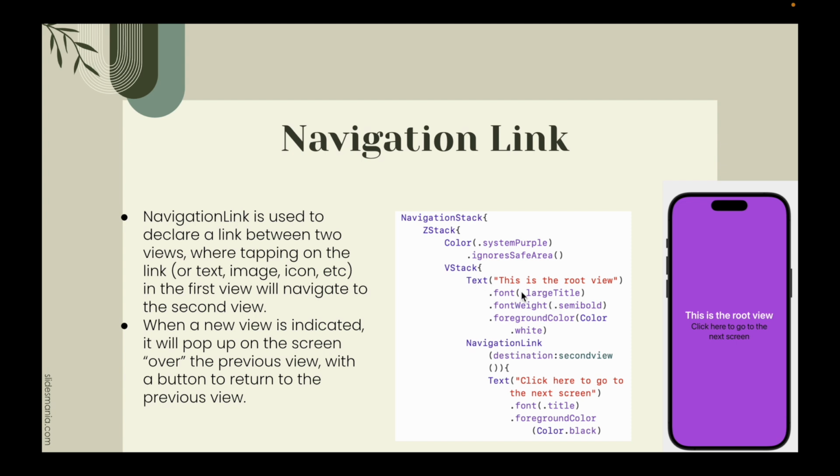After adding the text here, I added a navigation link below the text, and I named it "click here to go to the next screen." The layout here is that when you add a navigation link, between the parentheses, you'll put destination and then a colon and then whatever view you want to link this to. This will be what pops up in the preview. So you can click here and then it will go to the second view.